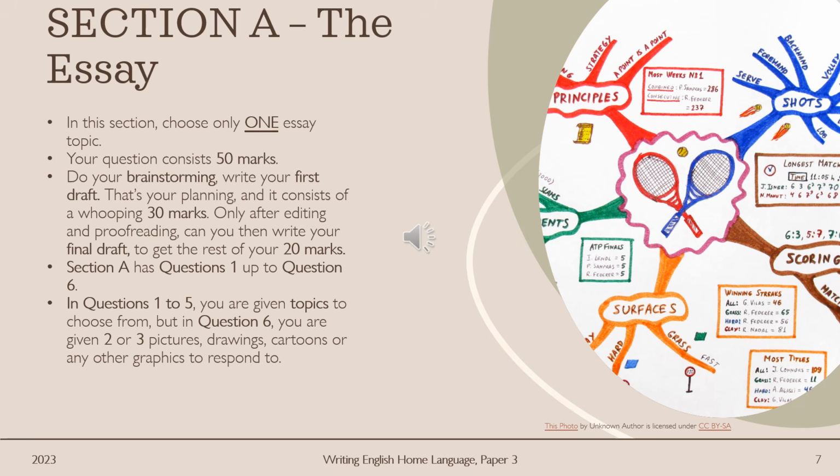Section A has questions 1 up to 6. In questions 1 up to 5, you're given different topics to choose from. But in question 6, you are given 2 or 3 pictures, drawings, cartoons, or any other graphics to respond to.